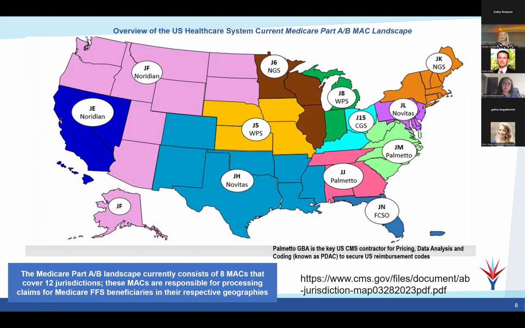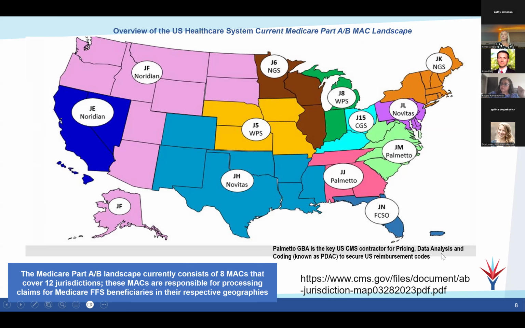One of the most influential, if not the most influential MAC is called Palmetto in this area here. And you think it's kind of interesting that Palmetto really just covers basically the Mid-Atlantic region and the Southeast. Geographically, it's not huge. However, Palmetto is the key US CMS, and of course, CMS stands for Centers for Medicare and Medicaid Services, contractor for what's called PDAC, Pricing, Data Analysis, and Coding, which is used to secure US reimbursement codes.